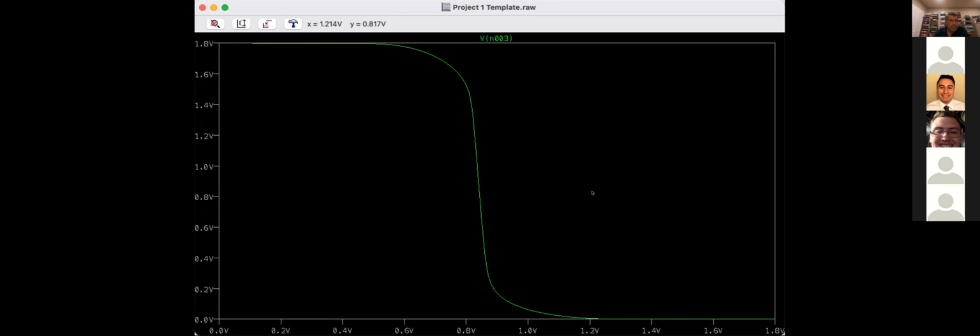Okay, so now you see a transfer curve. The horizontal axis is VGSN, which was the input to the inverter. The vertical axis is the output of the inverter, and you see this inverter transfer function that you expect. When the input is low, the output is high. When the input is high, the output is low, and you're making this transition somewhere.